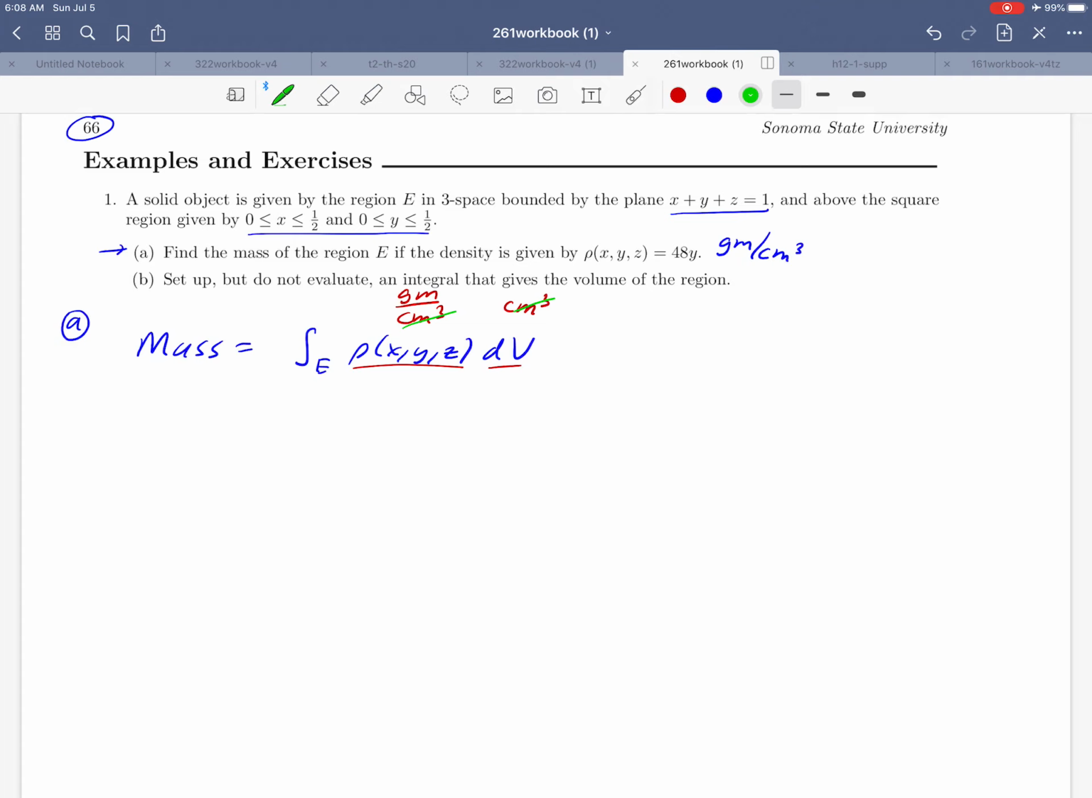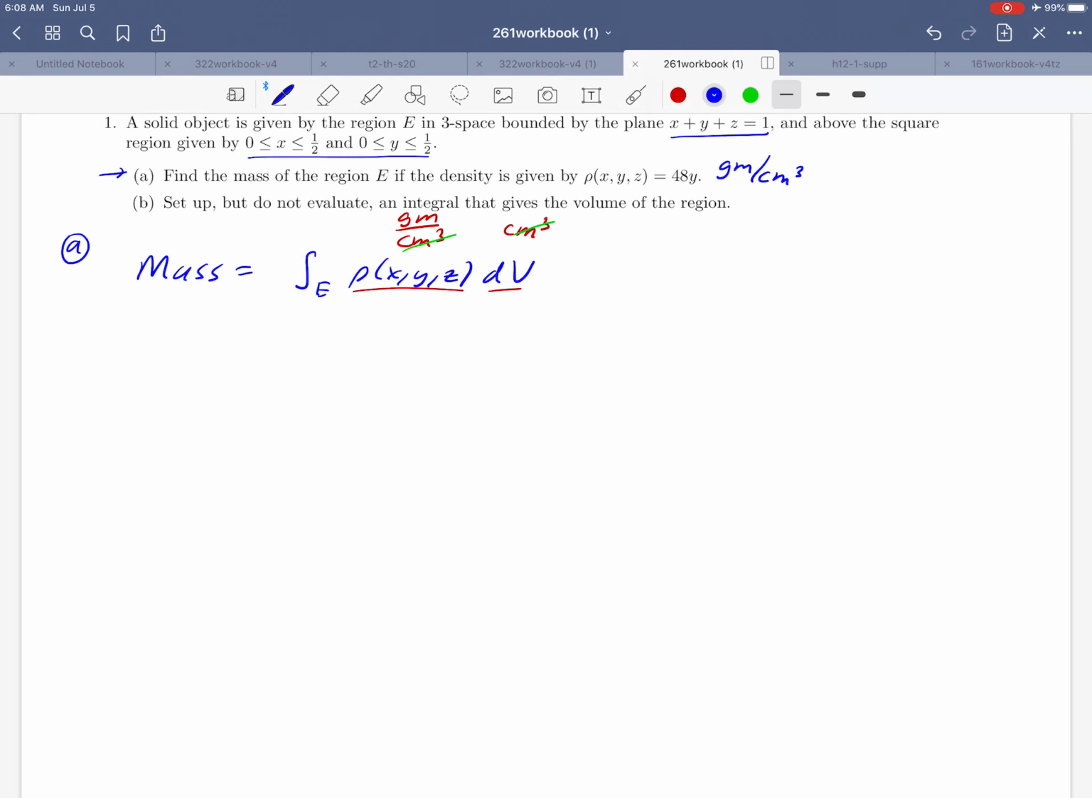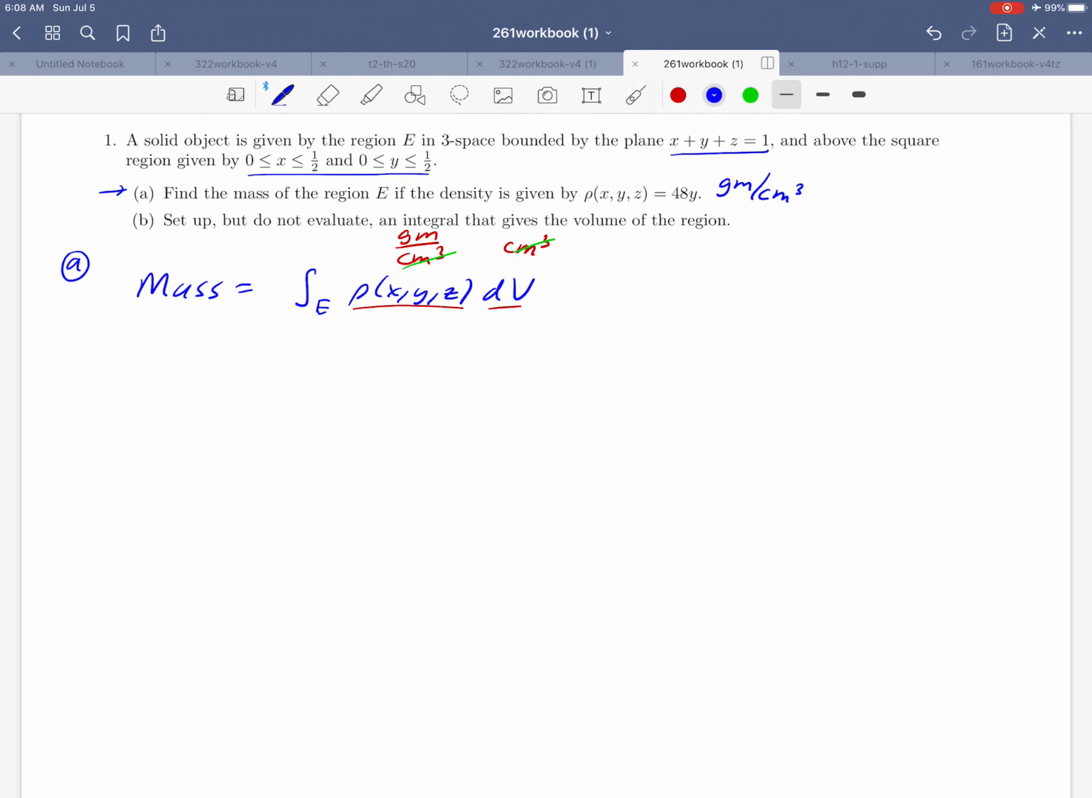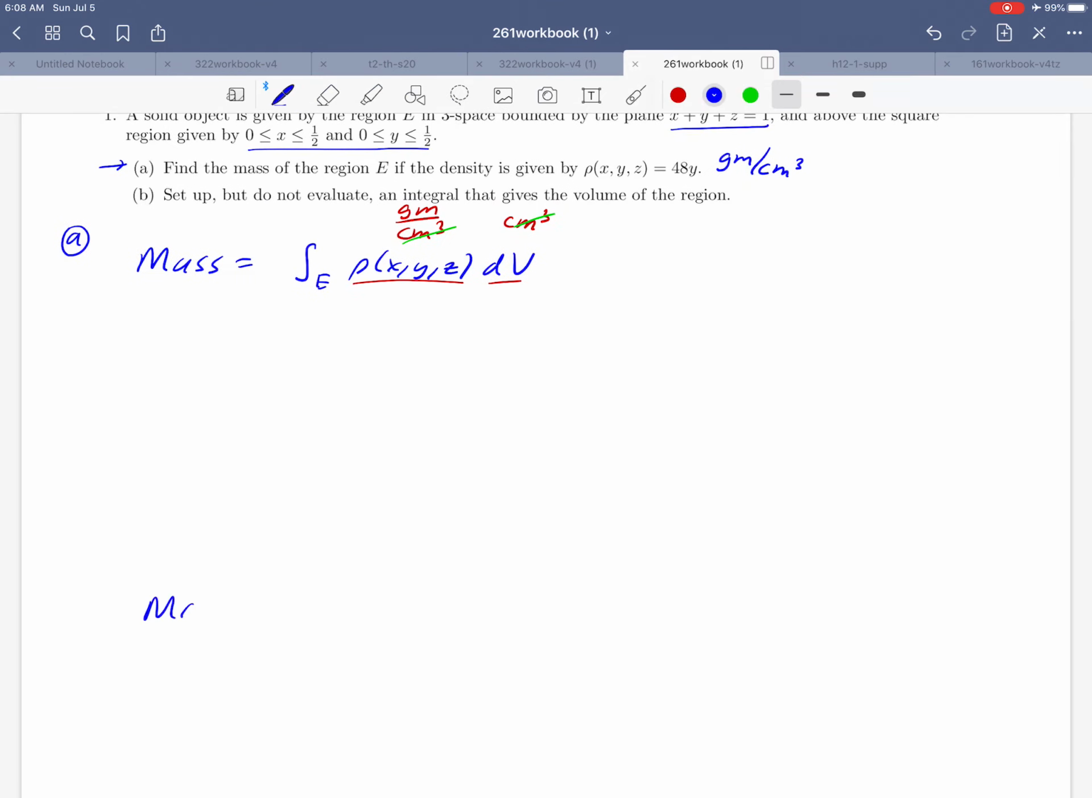Now the hard part when you're doing a triple integral is finding the limits of integration. To do that, we're going to need to draw some pictures. And so I'm going to leave a little bit of space for the pictures that we're going to draw, and down below, rewrite the integral that we're looking for.